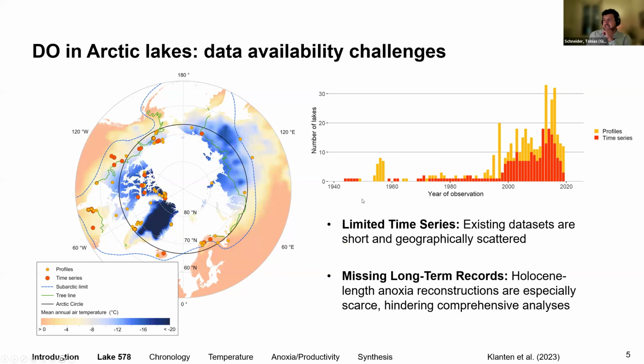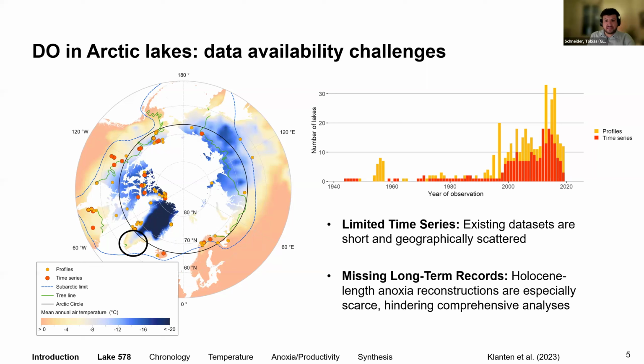And also what we see is that there is a scattering, and a very heterogeneous coverage. So for example, Siberia doesn't have that many lakes, and also Greenland, southern Greenland, for example, there's also a huge lack. So there's still limited data, and particularly also long-term measurements are lacking. For example, Holocene lake reconstructions.